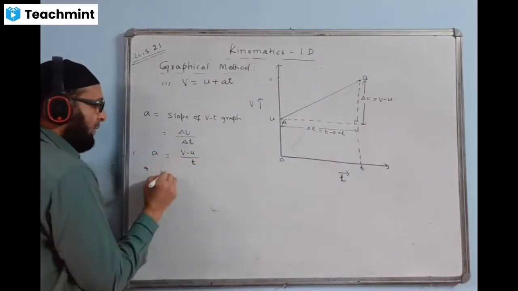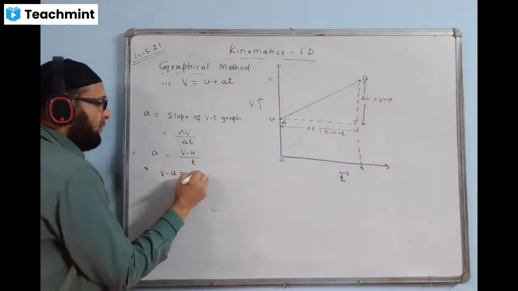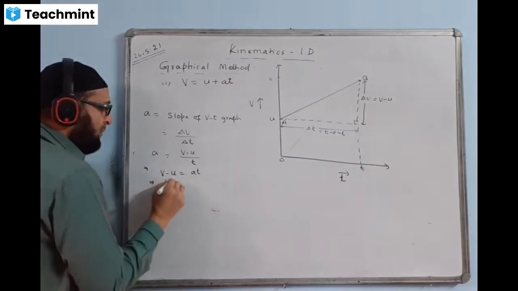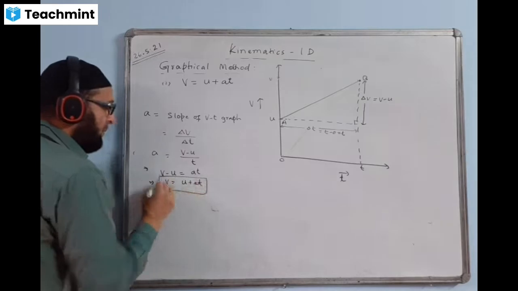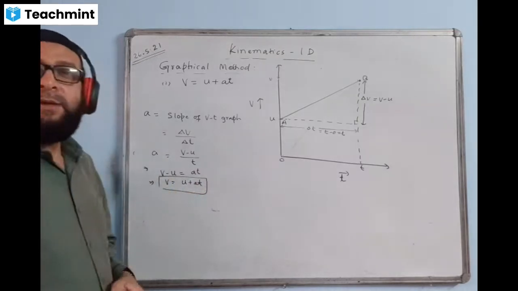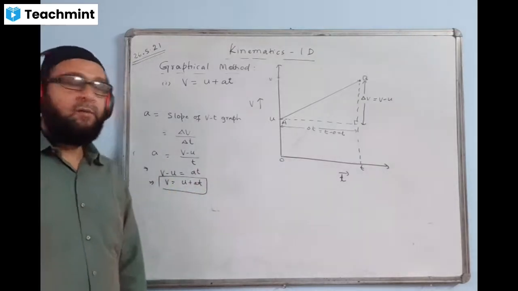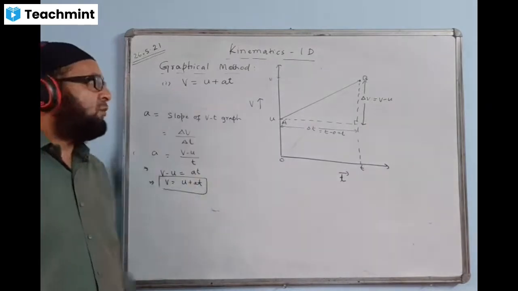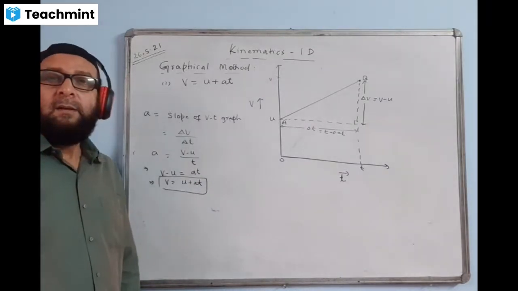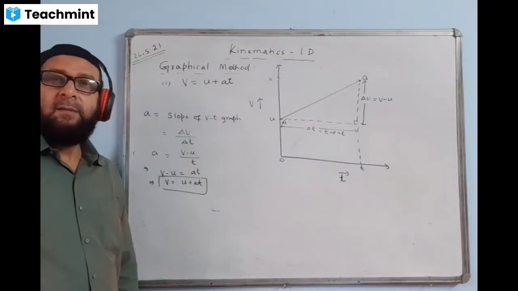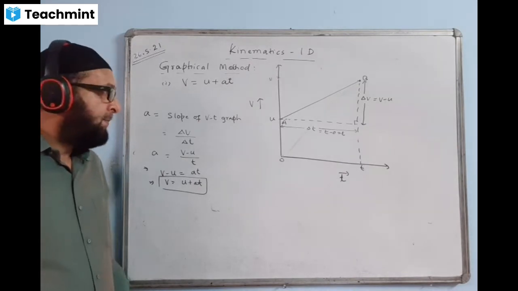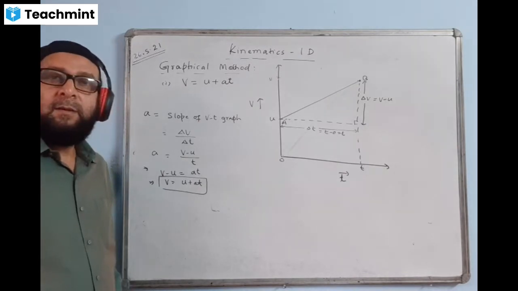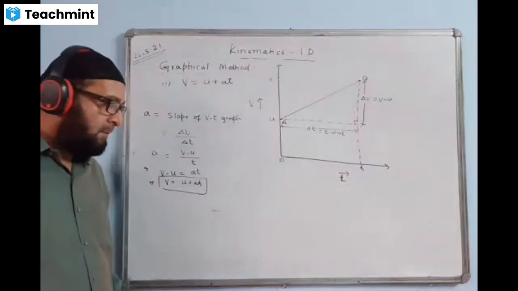Therefore, cross multiplying, V minus U will be equal to AT, or V is equal to U plus AT, as U goes to the other side. So this becomes the formula derivation. This is the graphical method of proving the formula V is equal to U plus AT. Copy it, then we'll do the next formula.